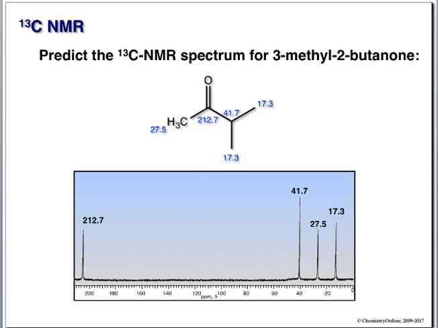It's about 41, 42. We have our simple methyl here next to the carbonyl, so it's scooted down a bit here to about 27. And finally, our simpler methyl groups here on the end show up at about 17.